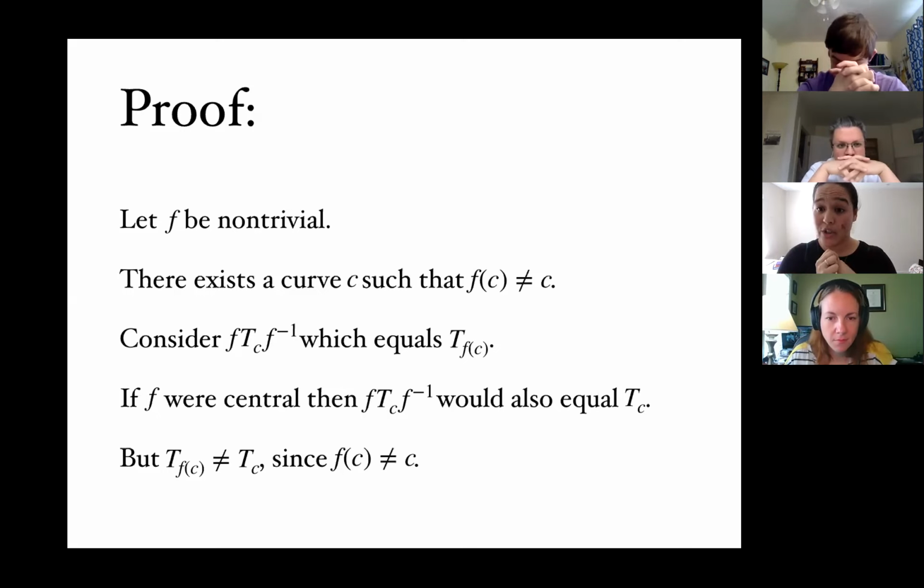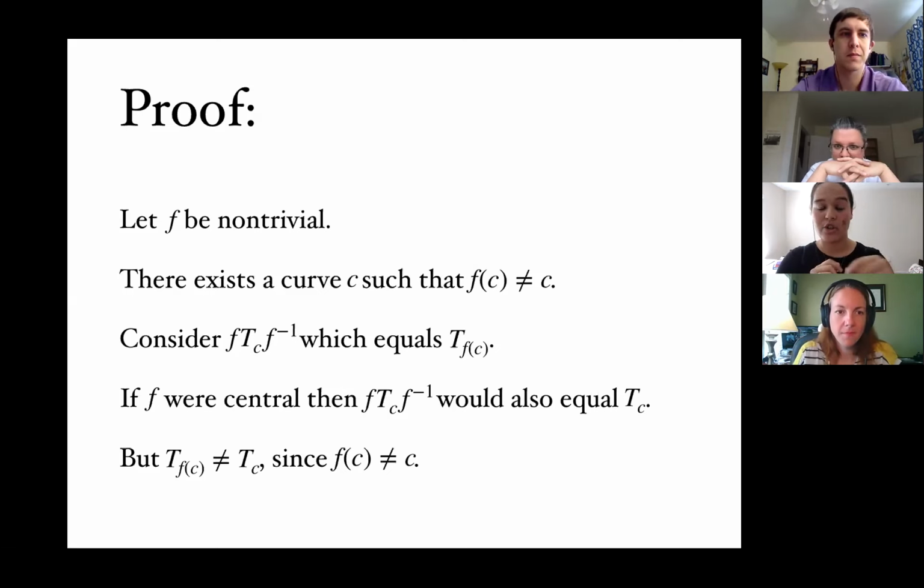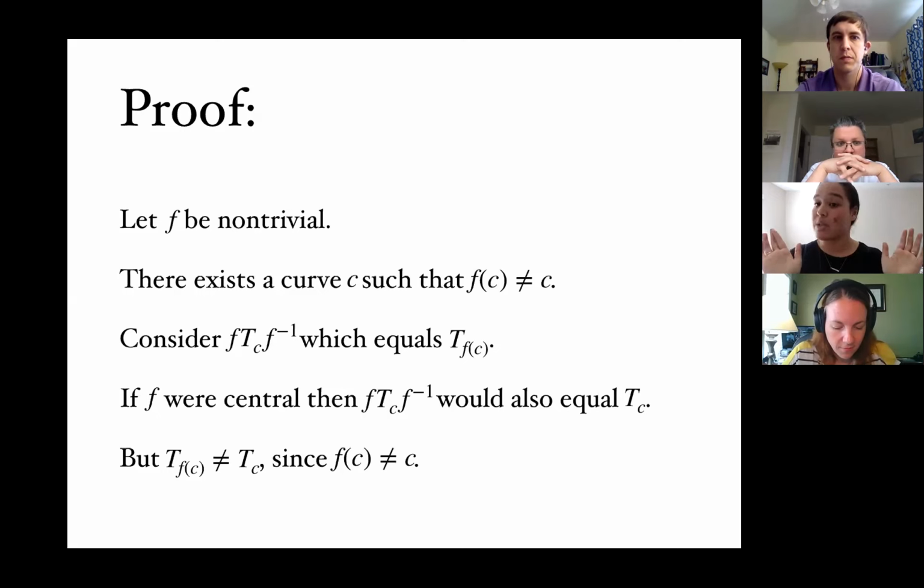So now we're going to do our contradiction. Let's assume that we had a non-trivial element in the center. So assume that f is central. That means f commutes with every other element in the mapping class group. So in particular, it commutes with our Dehn twist about c. What does that mean? It means we can write f T_c f inverse as just T_c. We can move the f over to the other side, and the f and f inverse cancel, and we're just left with the Dehn twist about c.